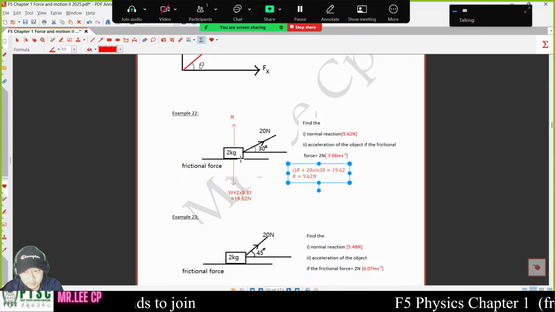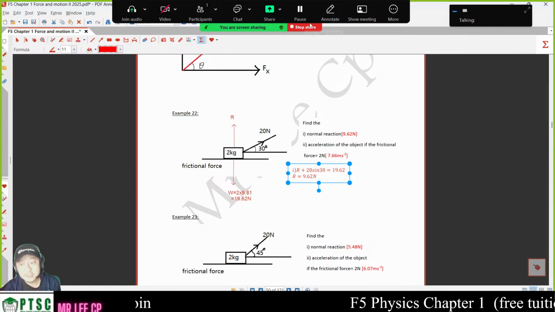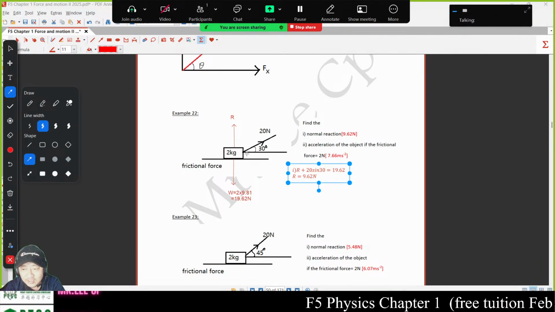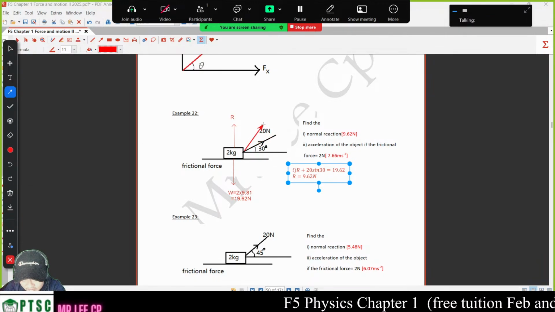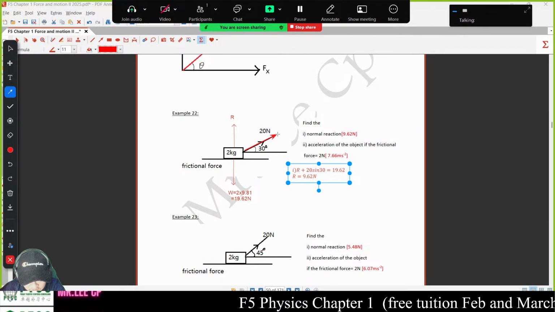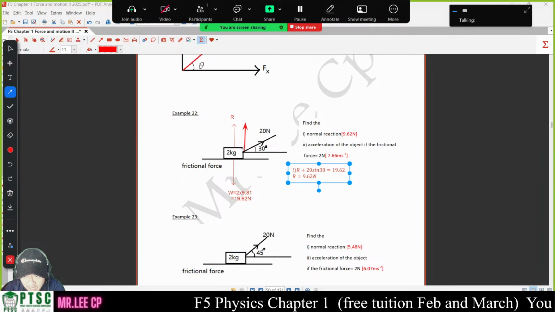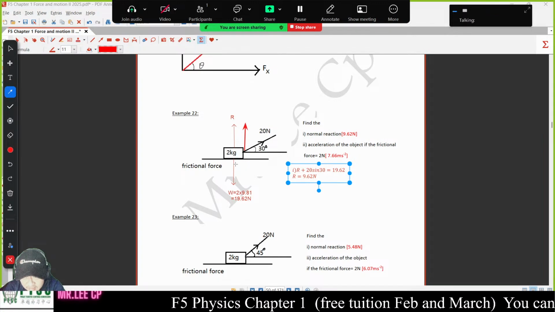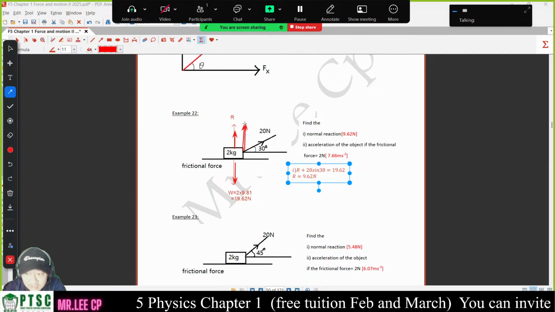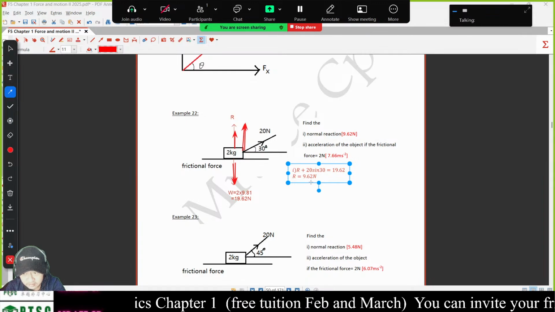Okay, is that alright? I repeat one more time because this is the first example, and I really worry you don't understand. So 20 I bring to here. It is not touching this 30. 20 sine theta, right? So R plus 20 sine 30 is equal to W. So you can get the R from here.